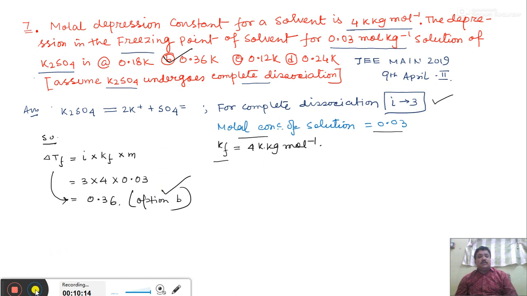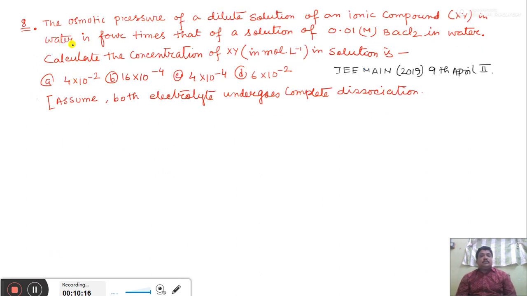The next question is, the osmotic pressure of a dilute solution of an ionic compound XY is 4 times that of a solution of 0.1 molar BaCl2. Calculate the concentration of XY in mole per liter unit. Assume both electrolytes undergo complete dissociation. This question came in JEE Main 2019 exam.